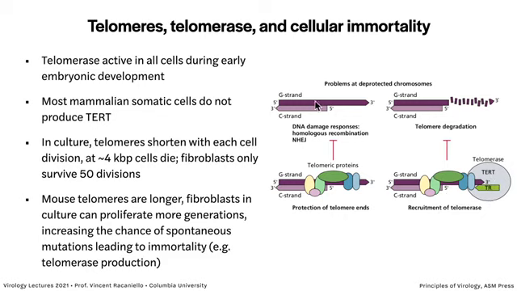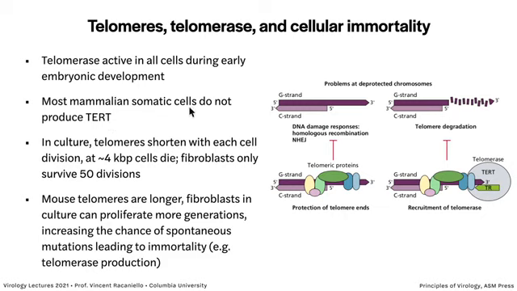Because remember, the ends of our DNA has this end problem. You can't fill it in because you remove the RNA primer. You have a gap. And so the telomerase is an enzyme that solves that problem. It fills in the gap using a small RNA that's copied by reverse transcriptase. This telomerase is active in all cells during early embryonic development. However, somatic cells typically do not produce TERT.